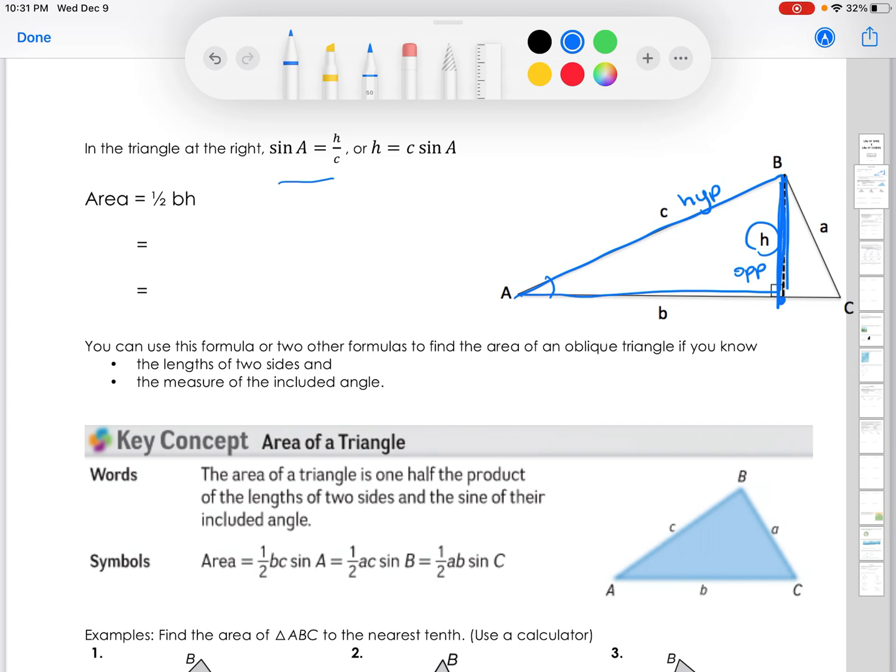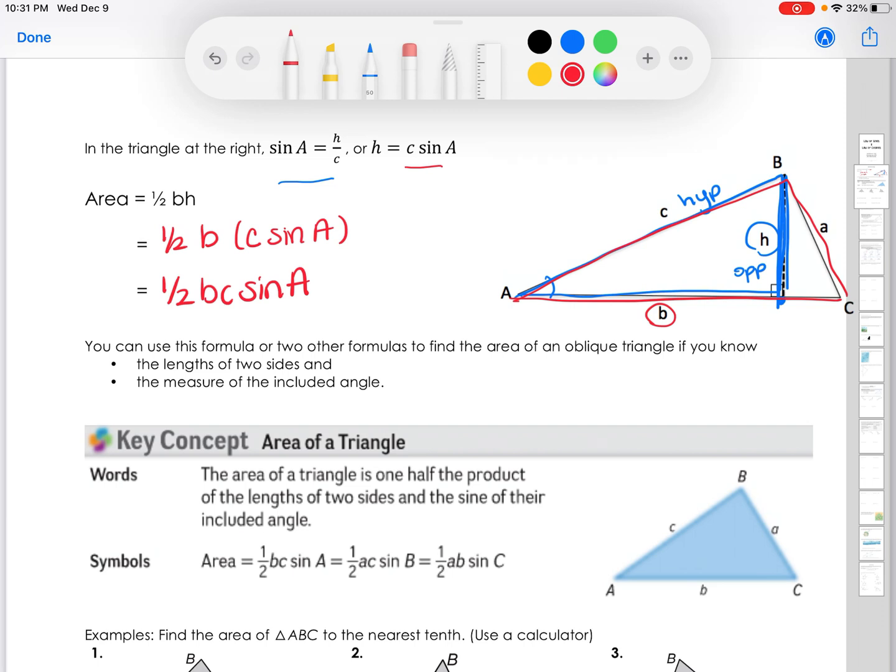So when I go to calculate the area of the entire triangle, what I can then do is replace the height with c sine A. So we have 1/2 times the base. In this case, the base is b, times the height, which we said is equal to c sine A. So really our formula for the area of a triangle is 1/2 bc sine A. And that would be for any triangle.